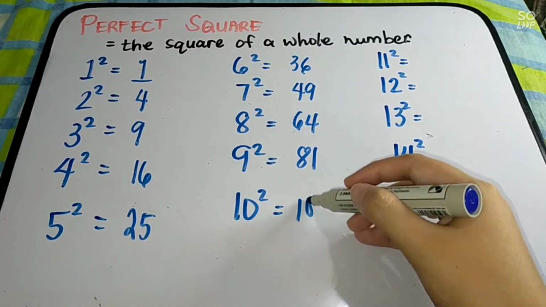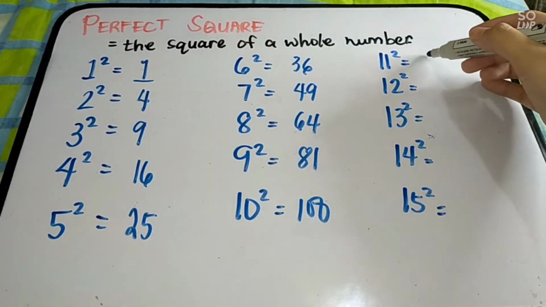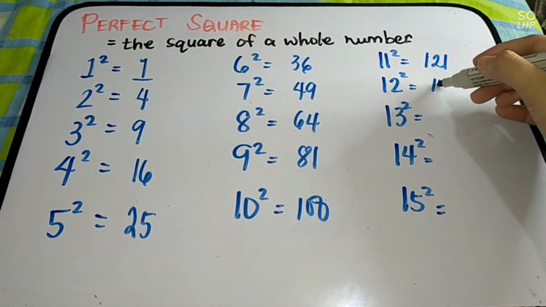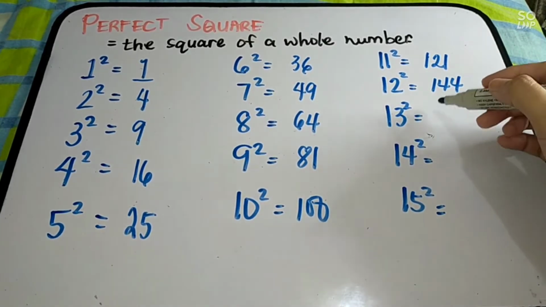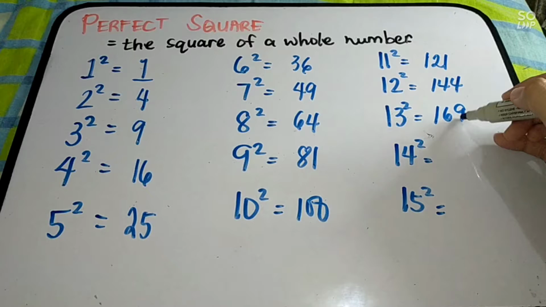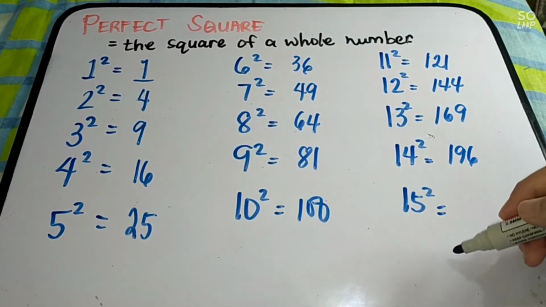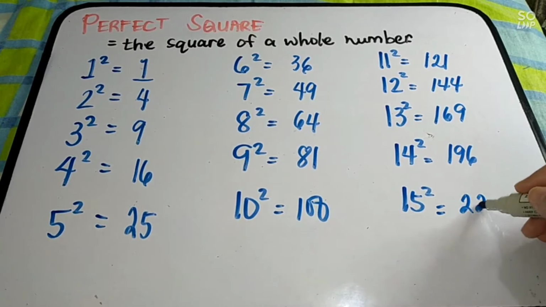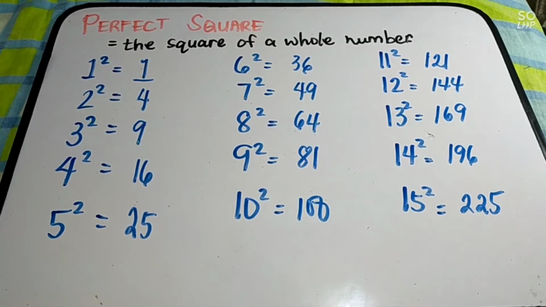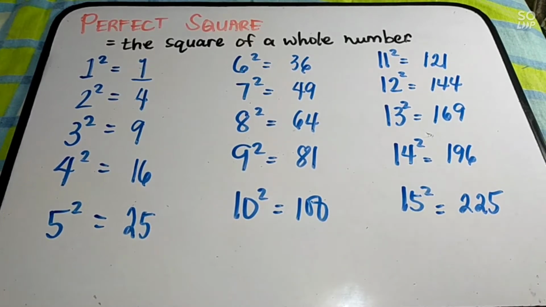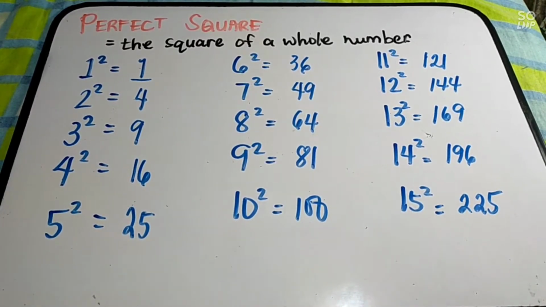10 squared, we have here 100. 11 squared, that is 121. 12 squared, we have 144. 13 squared, we have 169. 14 squared, we have 196. 15 squared, we have 225. So, kapag kabisado mo tong mga perfect squared number na to, yakang-yaka mo na si square root of a number.